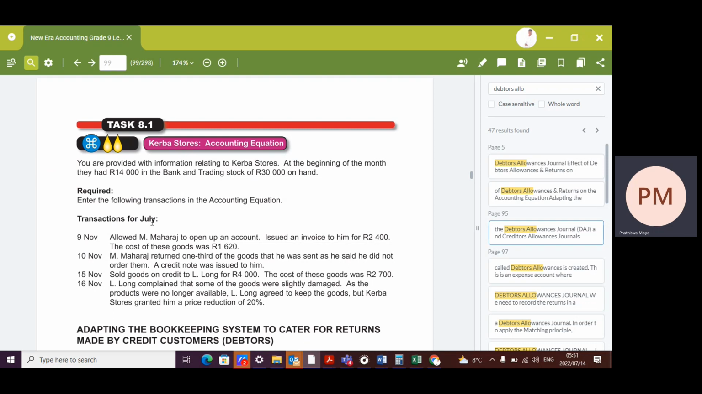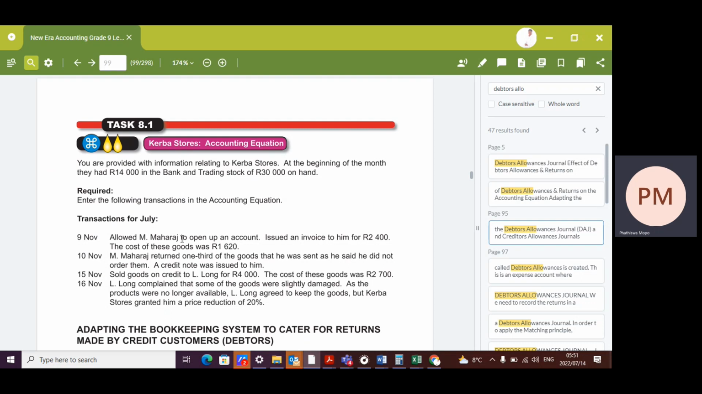So guys, they said it's transaction for July, but this is November. So just ignore that this is November. Just take it as July. This is a typo. It's a printing error.